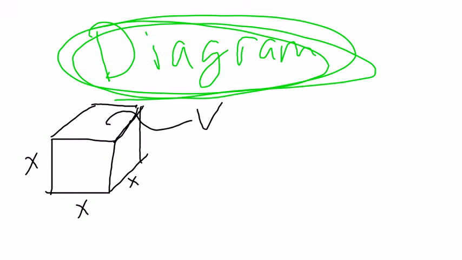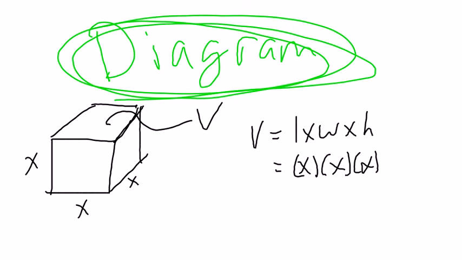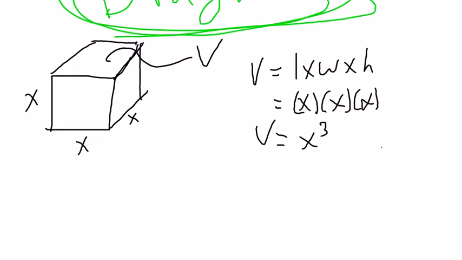So what is the formula for the volume? The volume is simply length times width times height. In this case, we have x times x times x, or x cubed. Pretty simple.